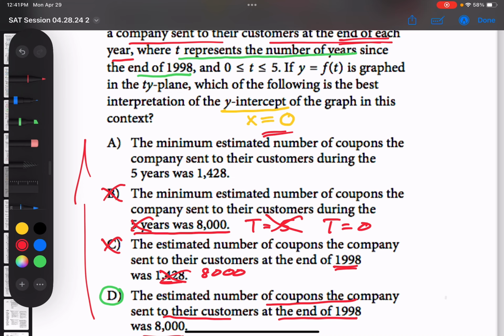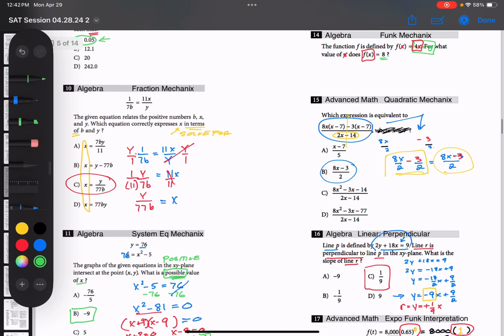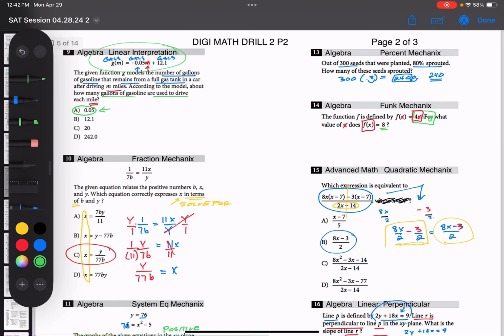What about A? The minimum estimated number of coupons the company sent to their customers during the 5 years was 1428. That would mean t equals 5, but we are using t equals 0. So therefore, that cannot work. So A is out. D is the best answer. Did you notice what I did? I believe I had the right answer, but I verified the others because remember, they're asking for the best answers. So that's pretty much it for page 2 of test number 2, part 2 of your practice test.